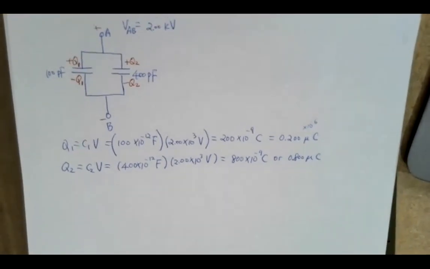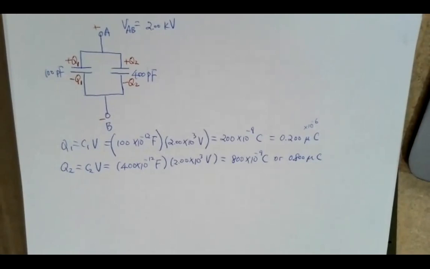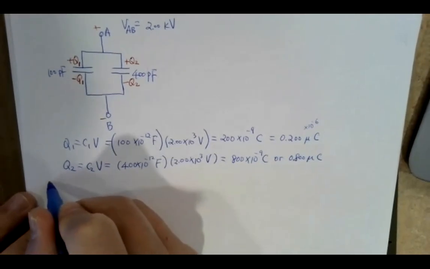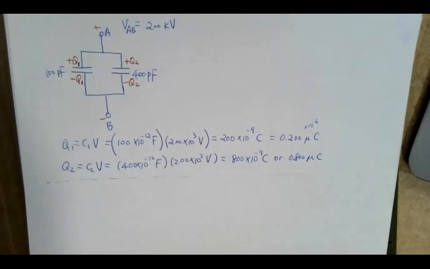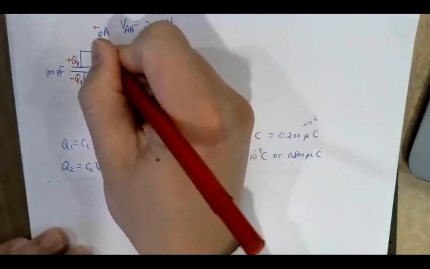So this is what you initially have. You charge the two capacitors to 2 kilovolts, okay? You build up two charges on the two capacitors, Q1 and Q2. Now, what happens next? You disconnect them from the power source, okay? So you disconnect them from the power source. That means you cut off the power source.